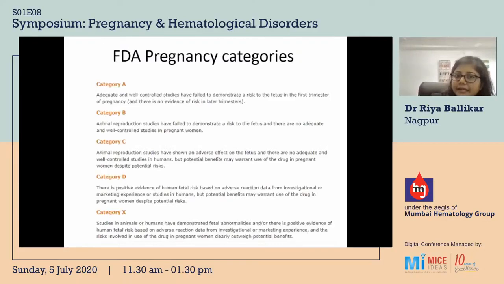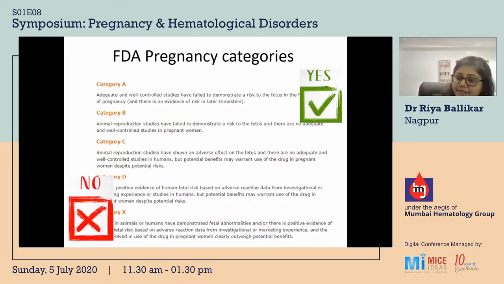Now, when we look at the FDA pregnancy categories, there is category A, which is all drugs which are absolutely safe, B, which is mostly safe, C, which is they can have some adverse effects in the fetus, D, again, the benefit is slightly more than the risk, and category X is the group of drugs which are teratogenic. So, category A and B, yes.